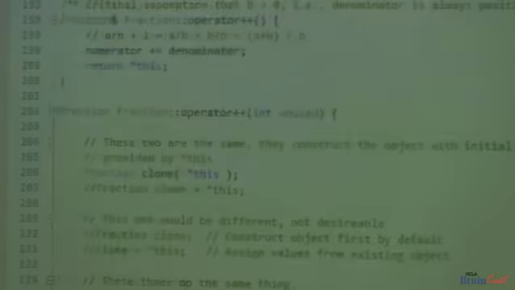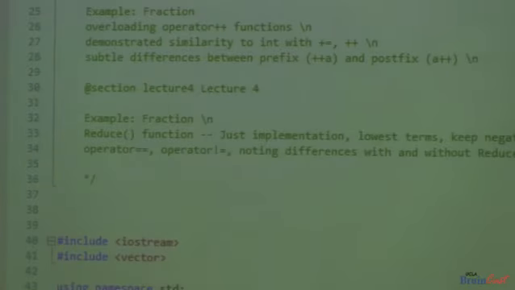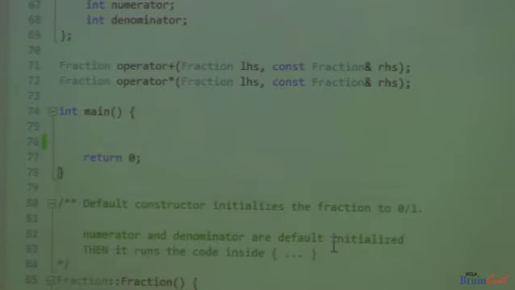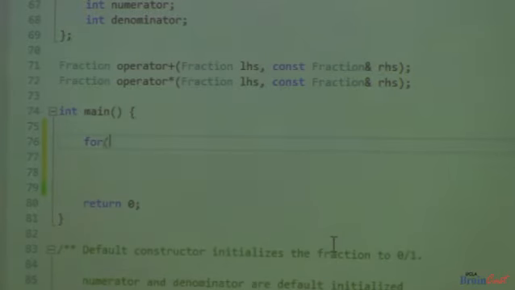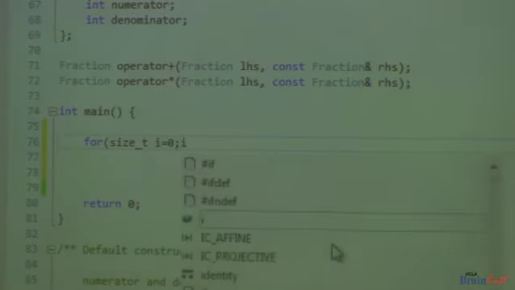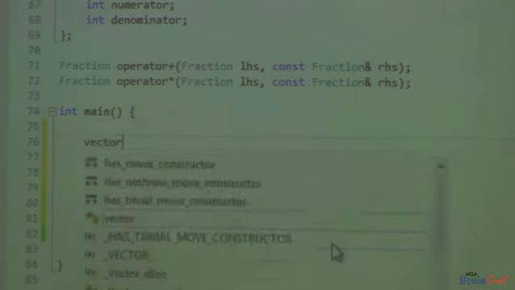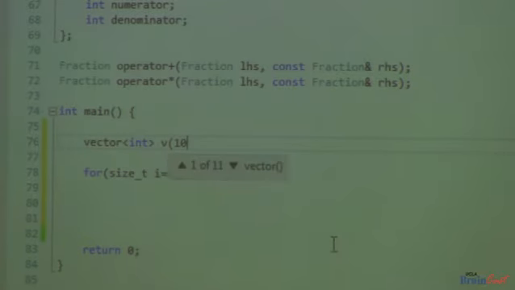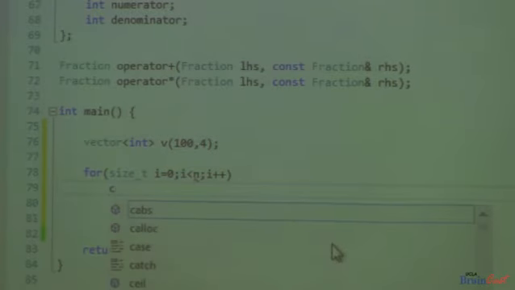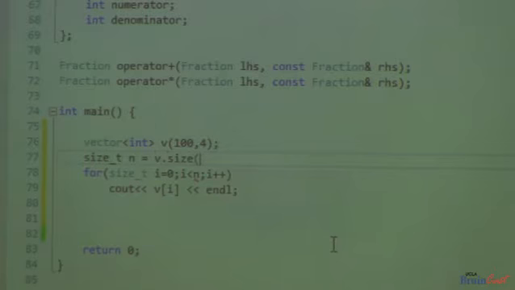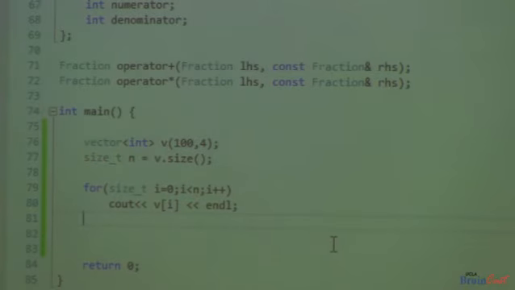Okay, now I can delete everything in main. I already did. So you might say to yourself, for size_t i = 0; i < n; i++. Maybe we'll start with a vector of ints, v of size, say, 100, initialized to the value 4, and we want to see cout v[i]. Of course, let's just write size_t n = v.size(). We'll do the inefficient version of the loop just to show it.